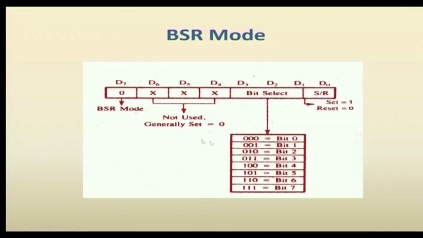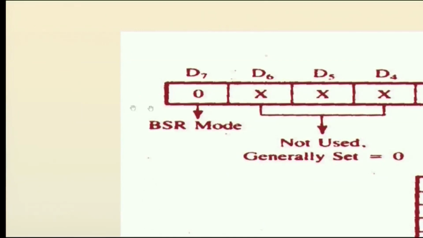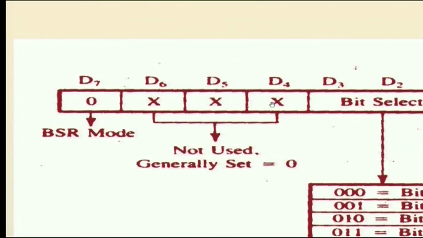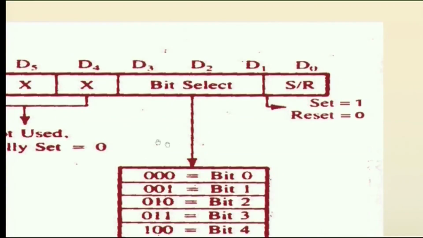The next one is BSR mode, which is the bit set and reset mode. The bit set and reset is only for port C. So, this is an 8-bit format. D7 should be 0, which indicates the BSR mode. D4 to D6 are not used, only the 4 bits are for the function of BSR. The D0 is either set or reset. When the bit value is 1 it will set the port C bit. If it is 0 it will reset the port C bit.